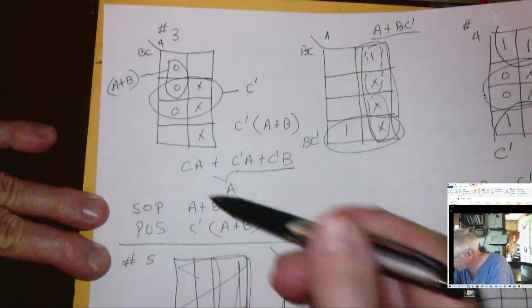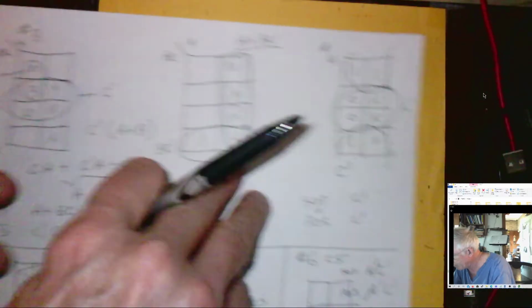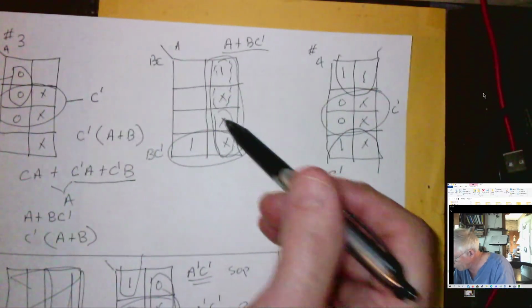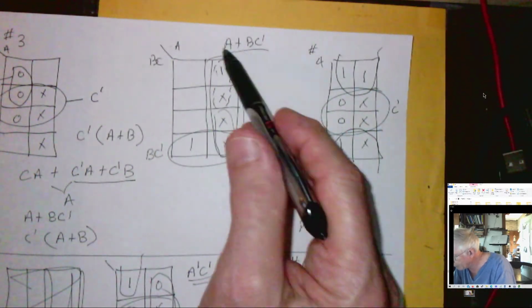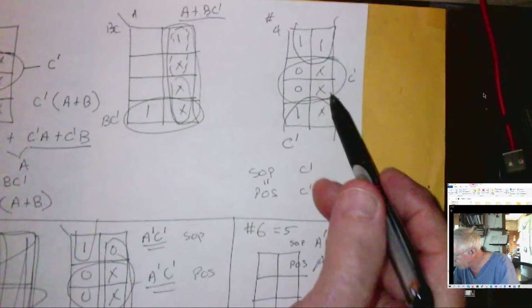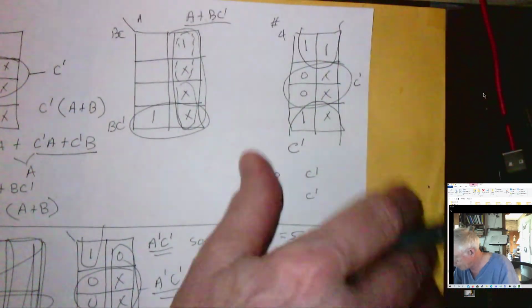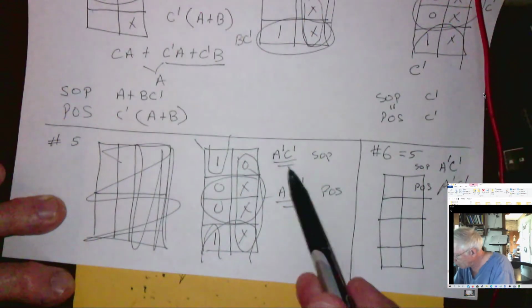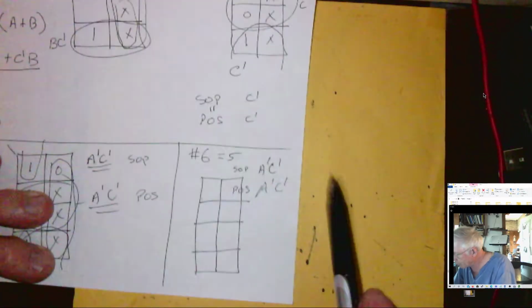Well, I did the POS form there. Anyway, here's number 4, I guess, or no, here's A B C prime. Yeah, and then there's number 4, C prime. Number 5, A prime, C prime. Number 6, A prime, C prime, that's the same. So 6 and 5 are the same, and there were several.